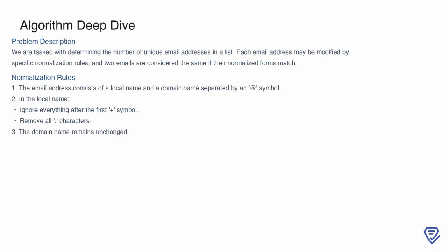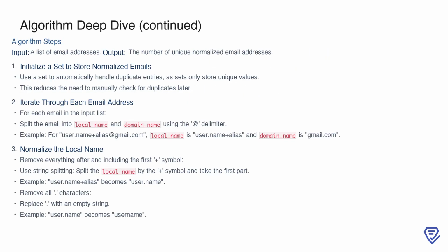By applying these rules, we can compare emails based on their normalized forms and count how many unique addresses truly exist. To solve this problem, we start by defining our input and output. The input is a list of email addresses, and the output is the number of unique normalized email addresses. The first step is to initialize a set to store these normalized emails. A set is particularly useful here because it automatically handles duplicates, saving us the effort of manually checking for them.